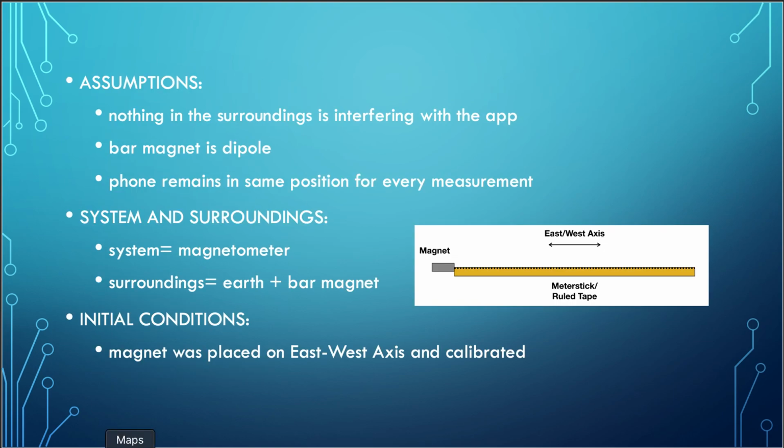The assumptions of this lab were that nothing in the surroundings was interfering with the magnetometer, that the bar magnet is a dipole, and that the phone remains in the same position for every measurement. The system here is the magnetometer, and the surroundings are the earth and the bar magnet, and the initial conditions were that the magnet was placed on the east and west axis and then calibrated.